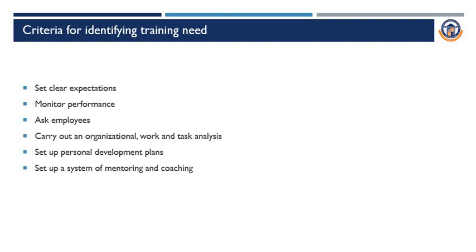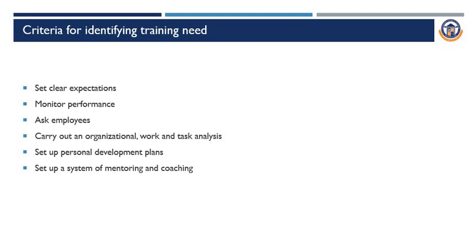The next thing is to ask employees. You have to ask employees whether they need or expect any kind of training program from your side or not. From this also you can identify a need for training. Next is to carry out organizational work or task analysis. You can analyze how an employee performs the task, how he performs the work, and what kind of organizational climate we have. Whether any changes in the organization are brought, we have to give training. So we have to do all this kind of analysis.